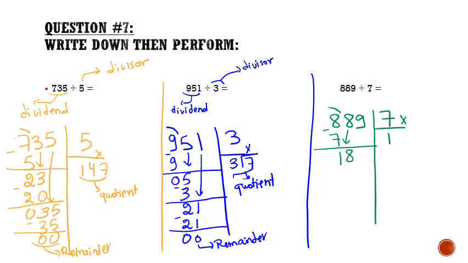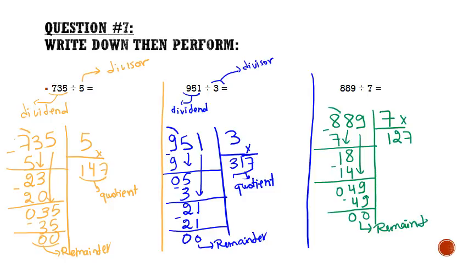18. Now I ask myself, what's the number I multiplied by 7 to get 18? 2. 2 times 7? 14. What do I do? Subtract them. It's 4. Now what? I place the 9 down. 49. Excellent. So it's 7 times 7. It gives you 49. And I subtract them. I get 0. What's the remainder?